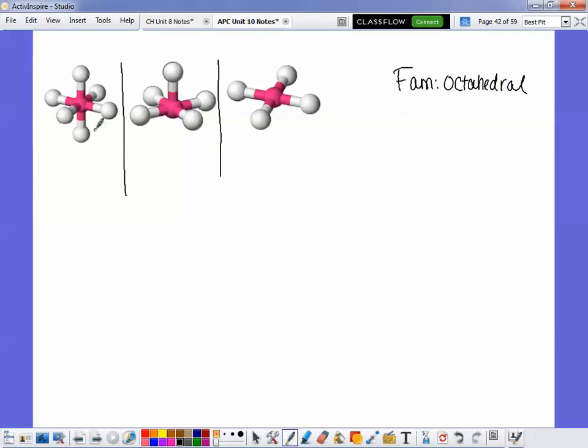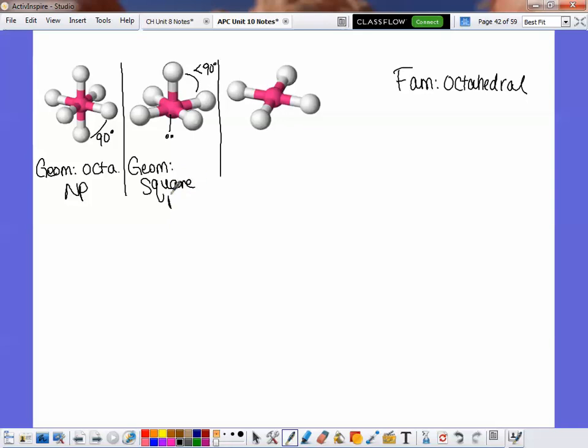So my first one, all of these bond angles are 90 degrees. This geometry is octahedral. And these are going to be nonpolar unless we don't have all identical atoms attached. This one, we have a lone pair down at the bottom. That lone pair squishes the bond angle down to less than 90. This is going to be my square planar. Nope, my square pyramid, sorry. Square pyramidal, and this is going to be polar.